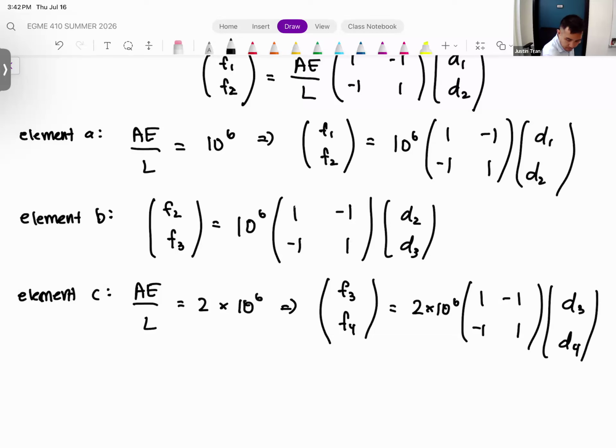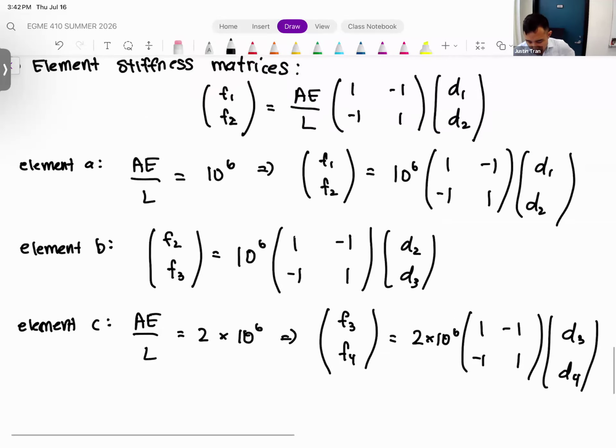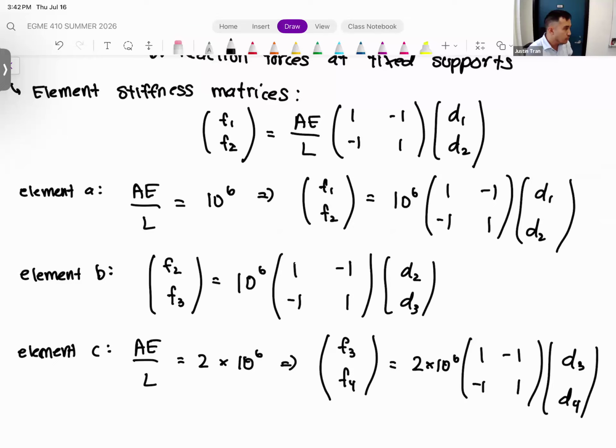Okay, good. All right, so those are all our element stiffness matrices. In this case, they are pretty straightforward. But again, the trickiest part with these element stiffness matrices is making sure that you got the node numbers correct for each element that you're pointing to. Okay, any questions on the element stiffness matrices? All right, good. Now that we're done with the element stiffness matrices, let's move on to assembly.